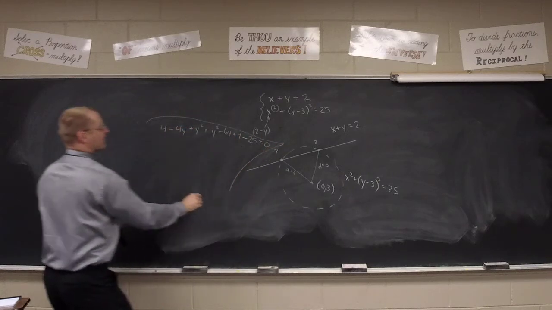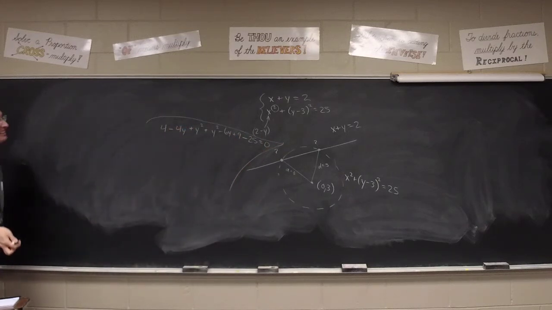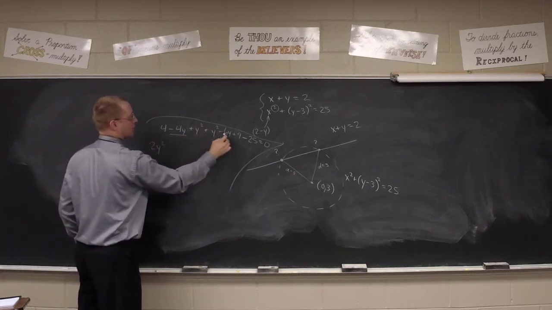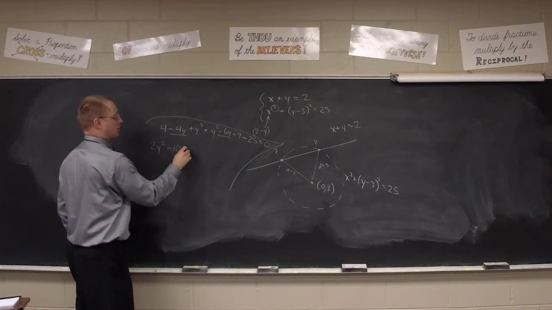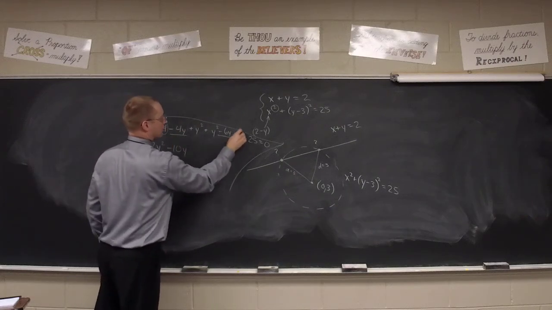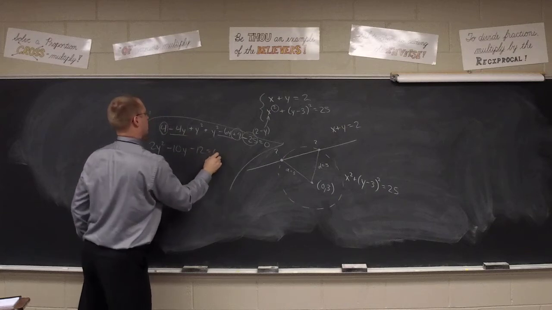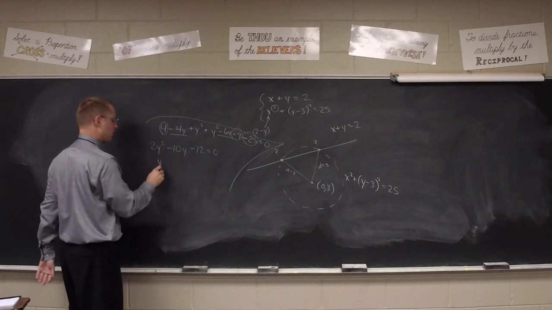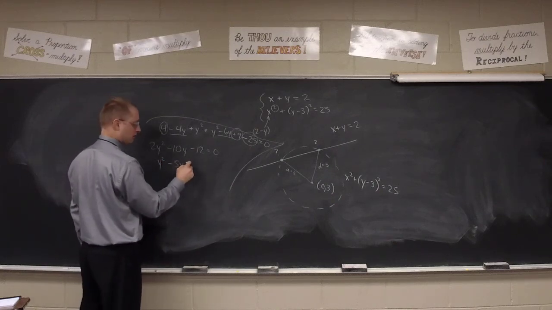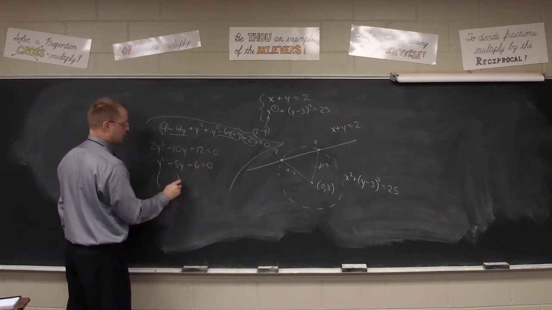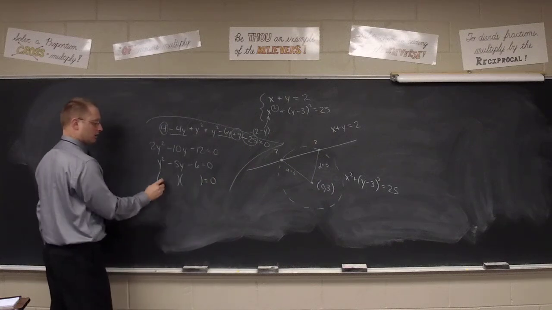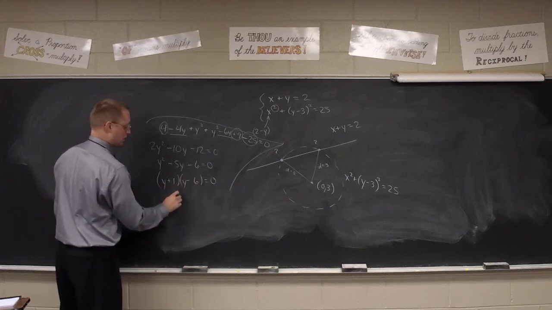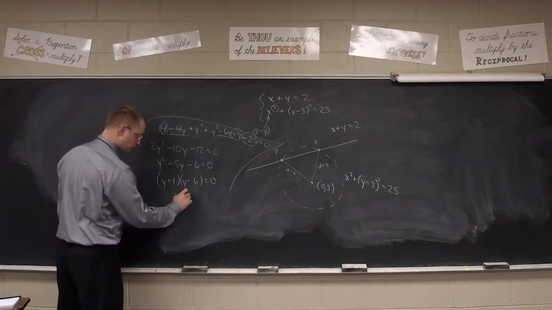Okay. Good. Keep going. Combine like terms, so 2y squared minus 10y minus 12 equals 0. Take a 2 out of all of it. So y squared minus 5y minus 6 equals 0. And that factors to (y minus 6)(y plus 1). So y equals negative 1 and 6.